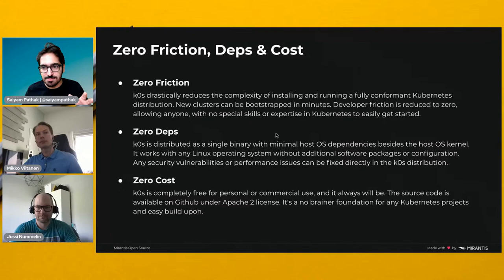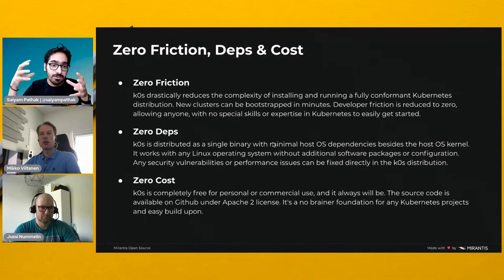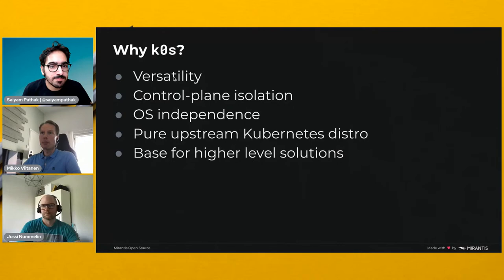So now, why K0s? Why did this come to mind? We already have Kubernetes, and we have some other distributions, like for local we have Kind and Minikube. Then why do we want K0s? Why did that thought come to mind, or what missing pieces were you trying to fix? Yeah, that's an excellent question, and we have a couple of points here.